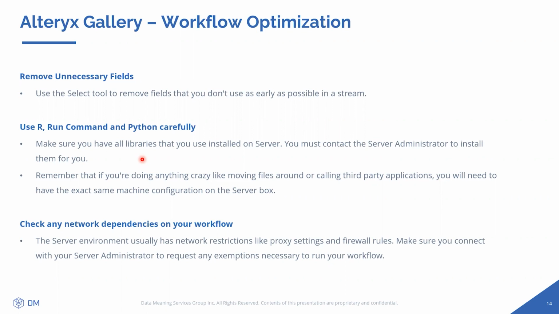Lastly, check any network dependencies in your workflow. You can have local files being read in your workflow, or you can output to a local folder on your computer using Designer, but that won't work on the server. You need to make sure that any dependencies that you have in your workflow are pointing to a shared network location that both your machine and the server machine will see, with the same address.